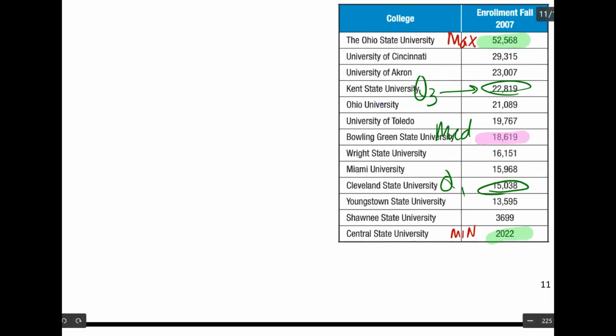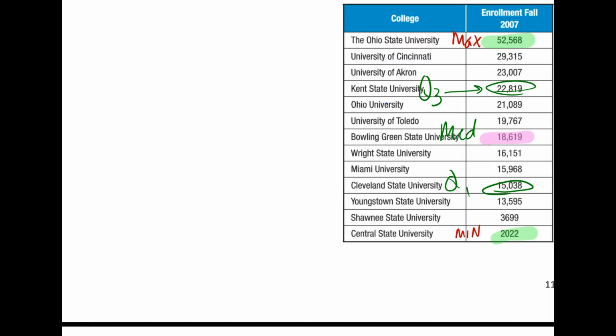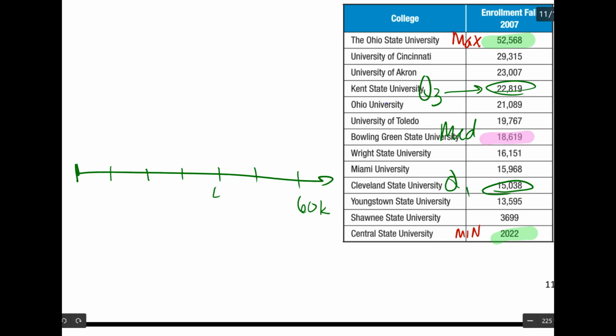Now guess what we're going to do? We're going to plug it in. Okay, step 1, find the 5-number summary. Did it. Step 2, construct a scale. 10, 20, 30, 40, 50, 60. This is 60K, 40K, 20K. So this is in terms of 1,000. Okay, constructed a scale.